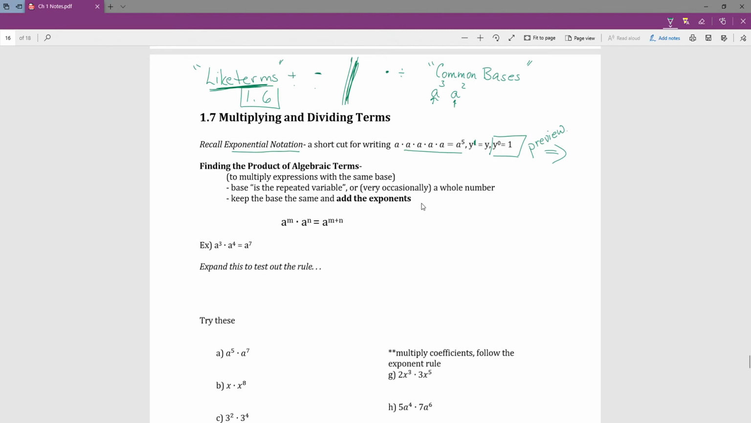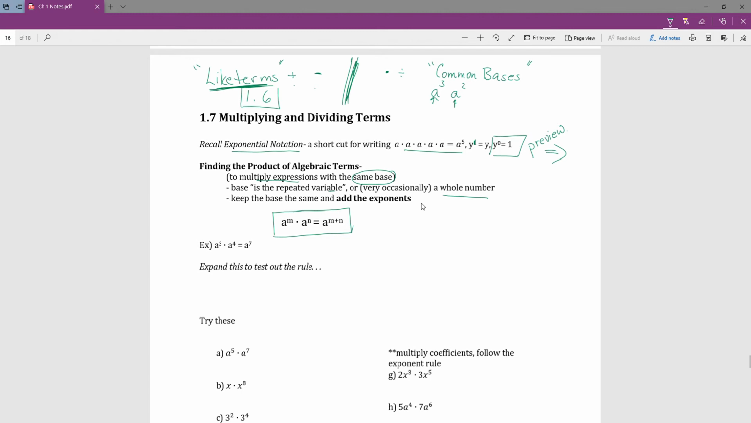Okay, so let's take a look at these ones. So we're finding the product of algebraic terms. So we're multiplying expressions with the same base or common bases here. So the base is the letter, or sometimes, and your textbook does this to us, a whole number. And it does that so you can kind of buy in and actually evaluate these things, because when they're A's and B's and X's, you can't really evaluate them. So this is the pattern. This is the model that the textbook says.